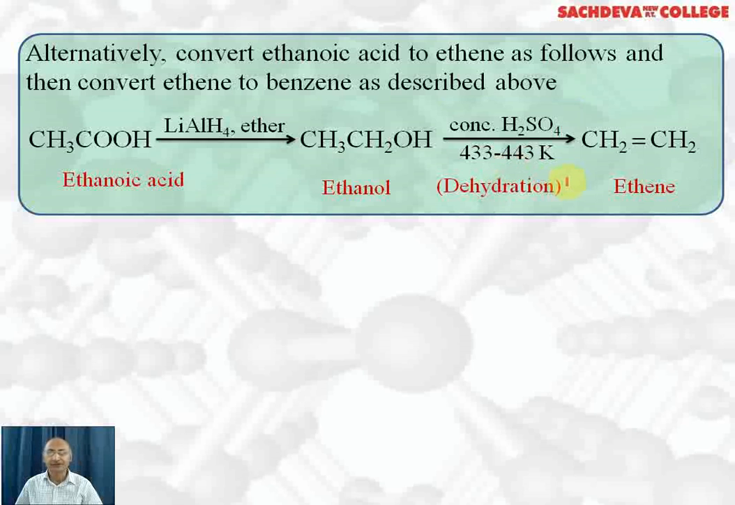And further reactions are same, that ethene will be changed to 1,2-dibromoethane by adding bromine. Then we'll add alcoholic KOH, we'll get vinyl bromide. Vinyl bromide with NaNH2 will give acetylene, and 3 moles of acetylene on polymerization will give benzene. So this method is comparatively shorter. We can use this method also.